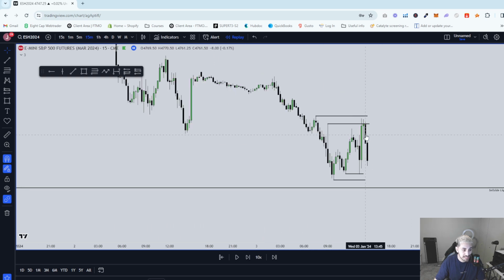What is that, guys? Displacement and speed. That's literally what you guys have to wait for. It's literally a game of patience. Now, I see this and I'm like, okay, where is price most likely going to go?